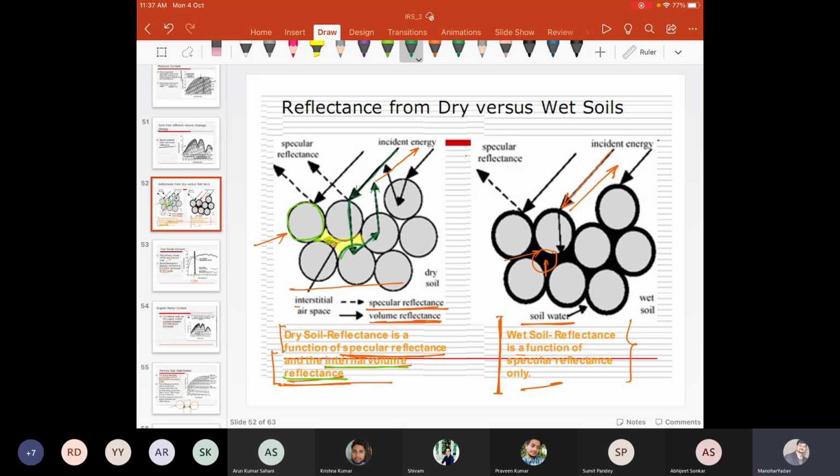While in the case of wet soil, the void is filled with water. Once the transmitted component goes inside, this absorbed water traps that transmitted component and doesn't allow it to reflect back towards the upward side.